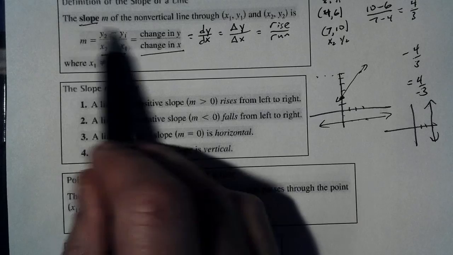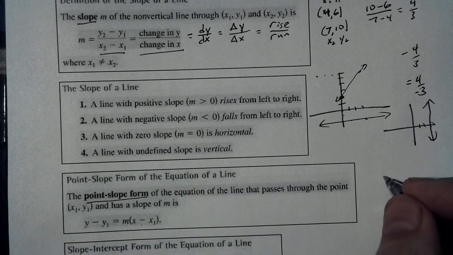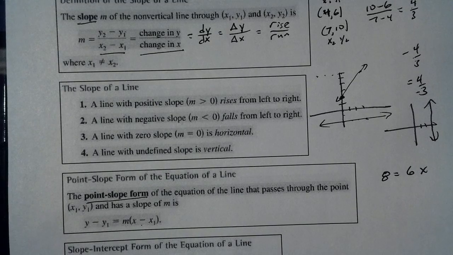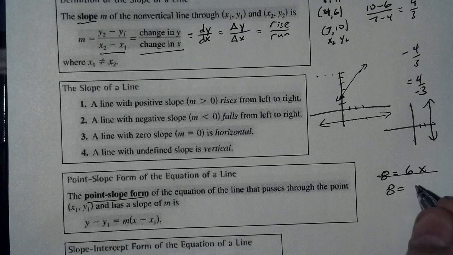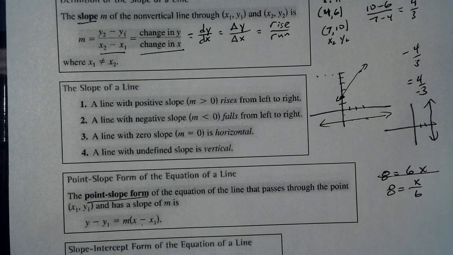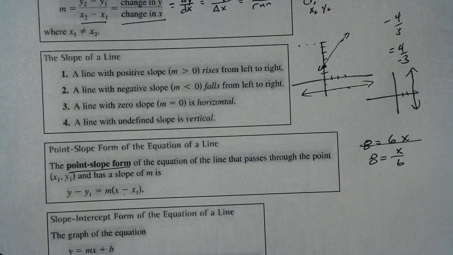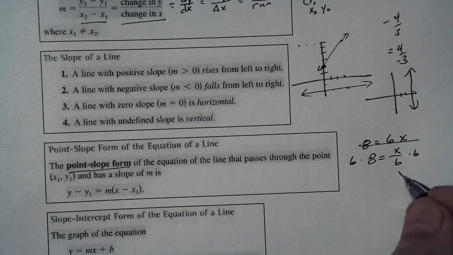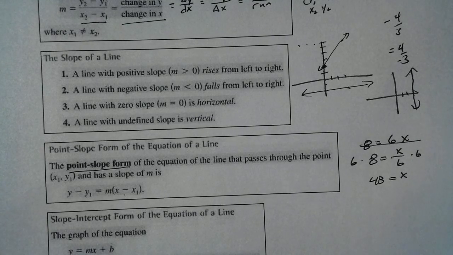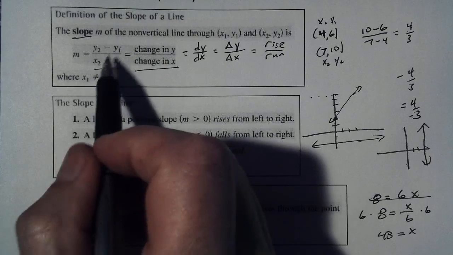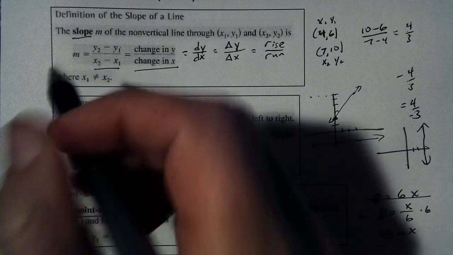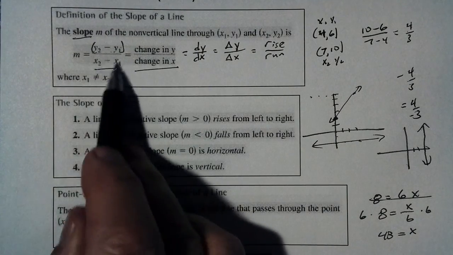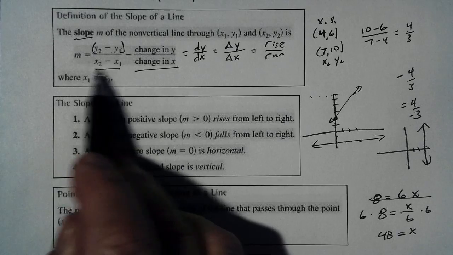We'll take a look at this equation right here. For instance, if I had 8 equals x over 6, and I asked you to solve that, I have no doubt everybody in here would know we multiply by 6 on both sides, and we get x equals 48. Let's take a look back up at this equation right here. If I wanted to solve for y2 minus y1, I would multiply both sides by x2 minus x1.